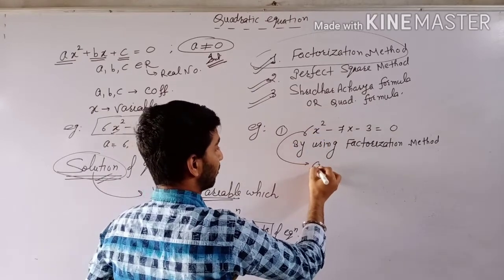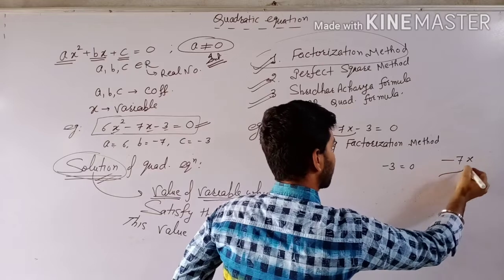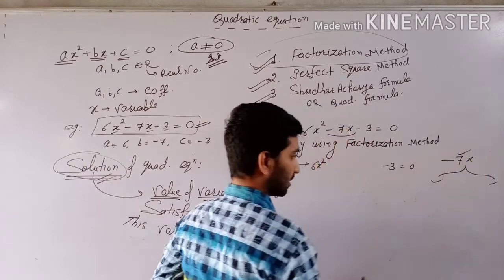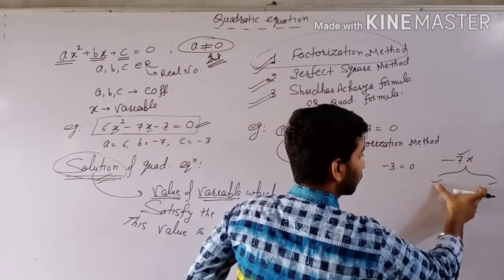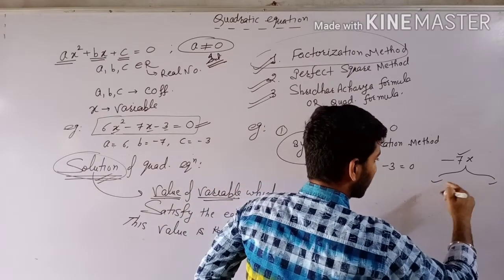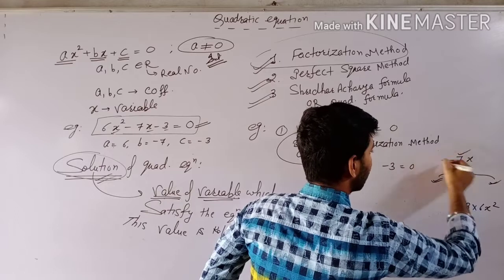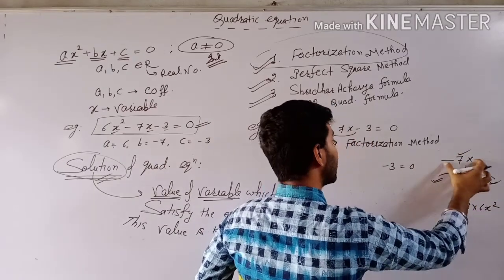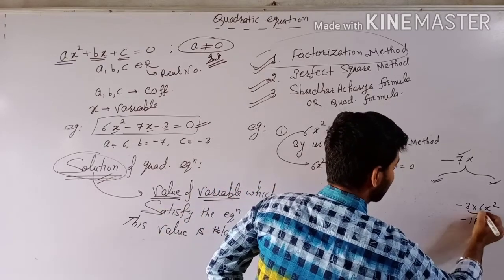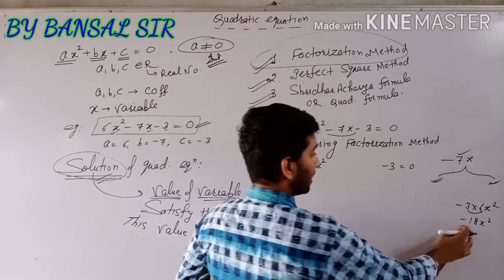In this method, the term of x square will remain the same, the constant term will remain the same, and the term of x, which is minus 7x in this example, is split into two parts such that the sum of these two parts is minus 7x. The term of x is split into two parts such that the total of these two parts remains minus 7x, and also the product of these two parts is equal to the product of the constant term and the term of x square, that is minus 18x square. So we have to find two terms whose sum is minus 7x and whose product is minus 18x square.